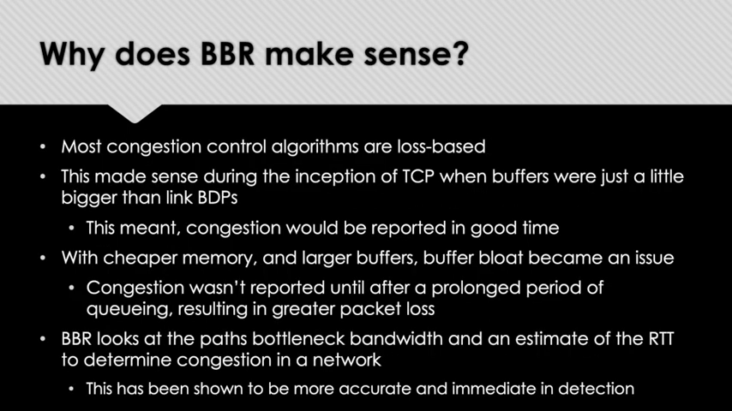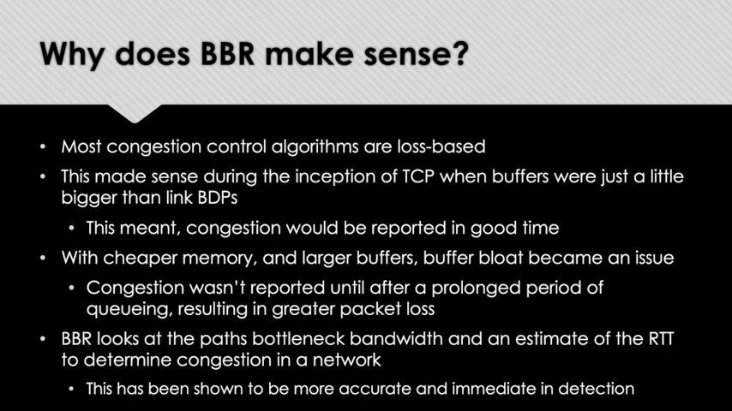So, why does BBR make sense? Many congestion control algorithms before BBR were primarily loss-based, in that the data rate was only adjusted when the bottleneck buffers started overflowing and packets started being dropped. This was okay in the past when TCP came into inception, since at the time, due to expensive memory costs, most routers and switches had buffers the same size as link BDPs. However, as the years progressed and memory became cheaper, buffer sizes increased many fold.